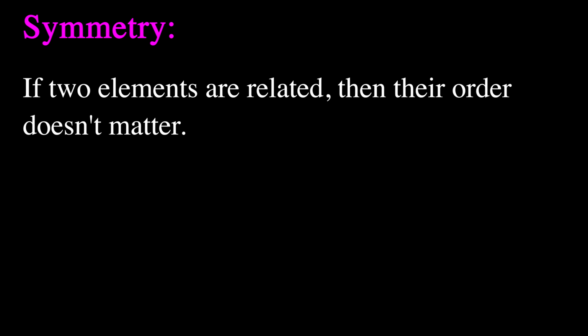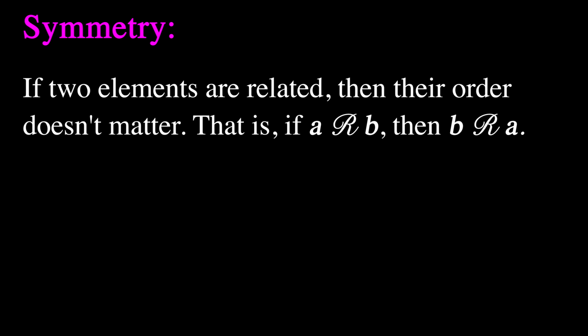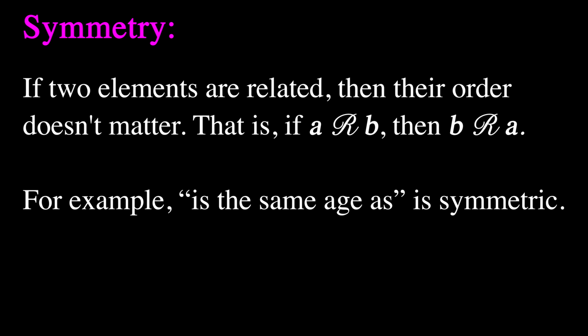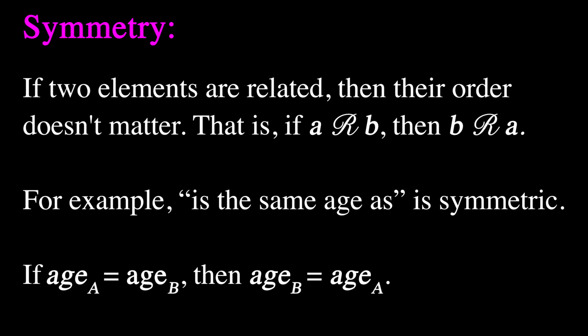Next, the symmetry property states that if two elements are related, then their order doesn't matter. In other words, if a is related to b, then b is also related to a. This means that the relation is symmetric. For example, the relation "is the same age as" between people is symmetric, since if person A is the same age as person B, then person B is also the same age as person A.